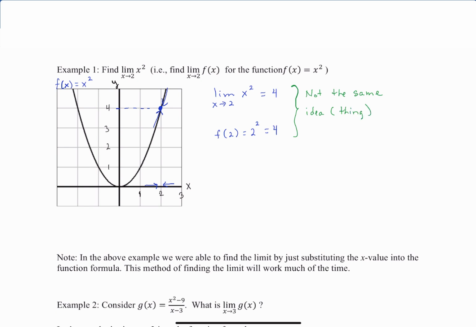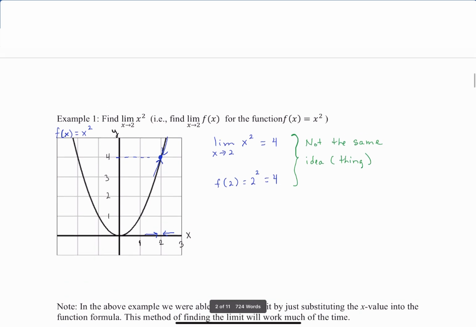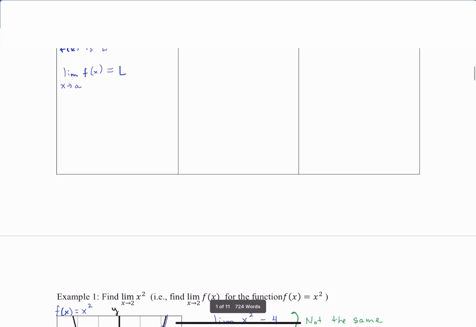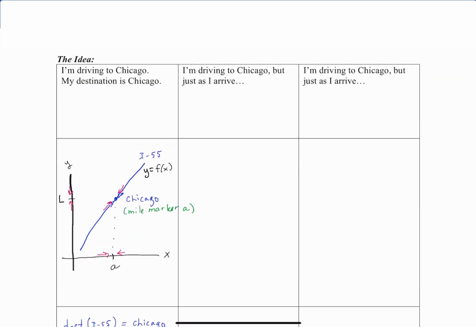If they were the same thing, we wouldn't be going through all this limit stuff. So, why aren't they the same thing? Let's go back up to our scenarios. And that's what the second two scenarios are to explain. But I think this video has gotten long enough, so let's start here in the next video.